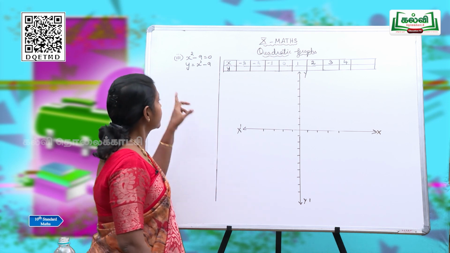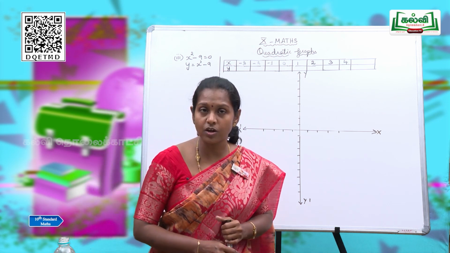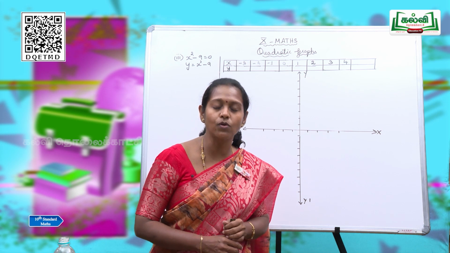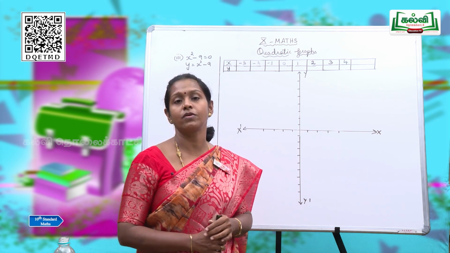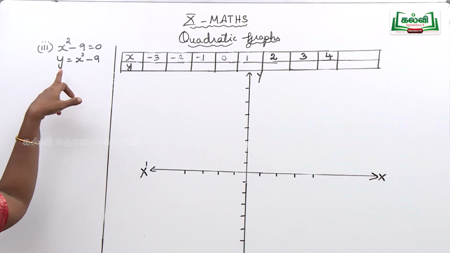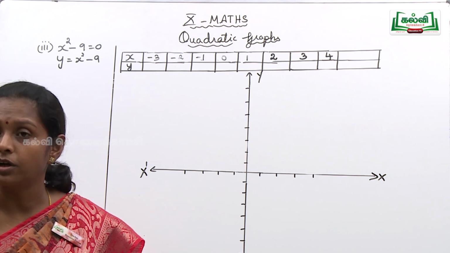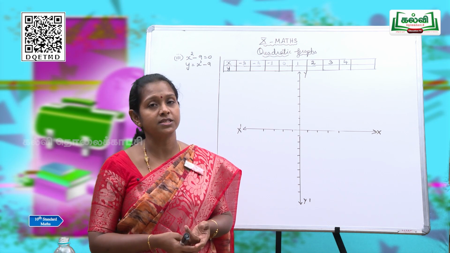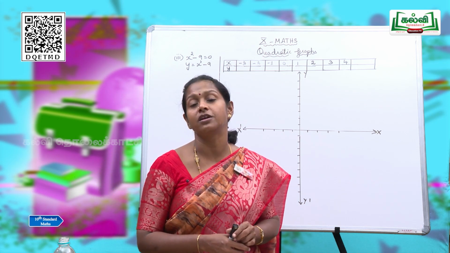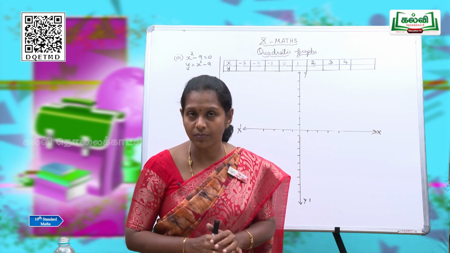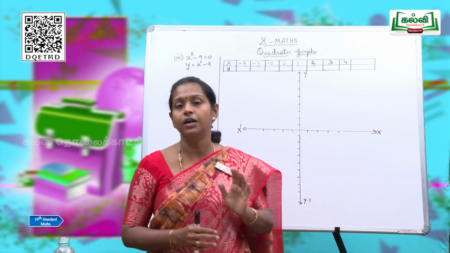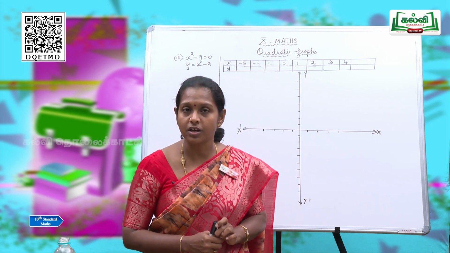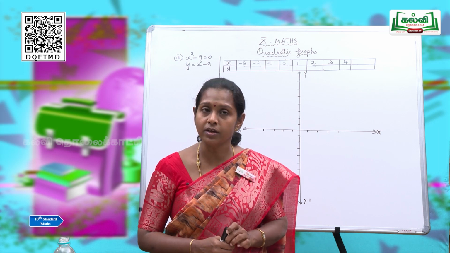Will you accept that x squared minus 9 is a quadratic equation? Yes, of course. It is a quadratic equation. Why? Because the order of the equation is what? 2. The highest degree is 2. Even though there is no x term, it is a quadratic equation. So it is very confirmed that we will be getting the curve, right? Definitely we will get the parabolic curve.